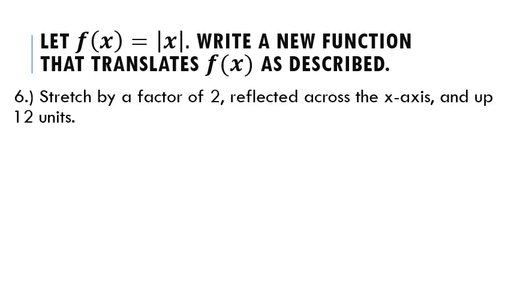Next one, still using absolute value of x. Stretch by 2, reflect across the x-axis, up 12. So stretch 2 and reflect, that means it's got a -2 out front. There's no left or right, so we'll just leave the x by itself and then up 12, right? Stretch by 2, reflect across the x-axis, up 12.